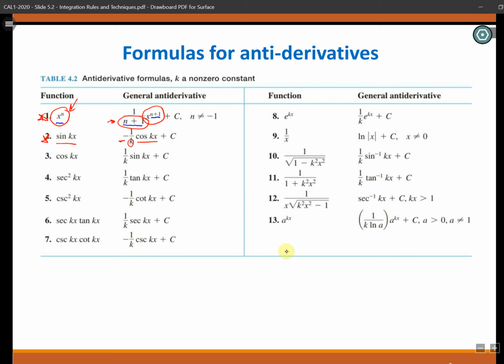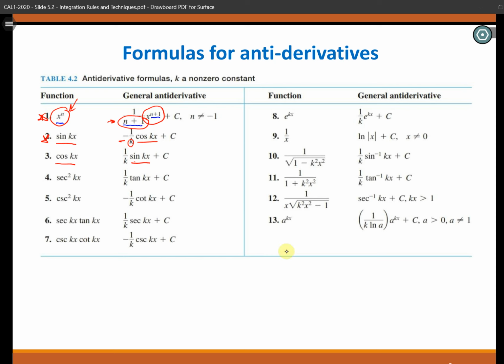Right? This k down here is for canceling with the k that is going to come out from the chain rule. Alright, next, integrate cosine of kx. I ask myself, what do I need to differentiate in order to get cosine? Oh, I know right away. I need to diff sine in order to get cosine. So I need to diff sine of that in order to get cosine.